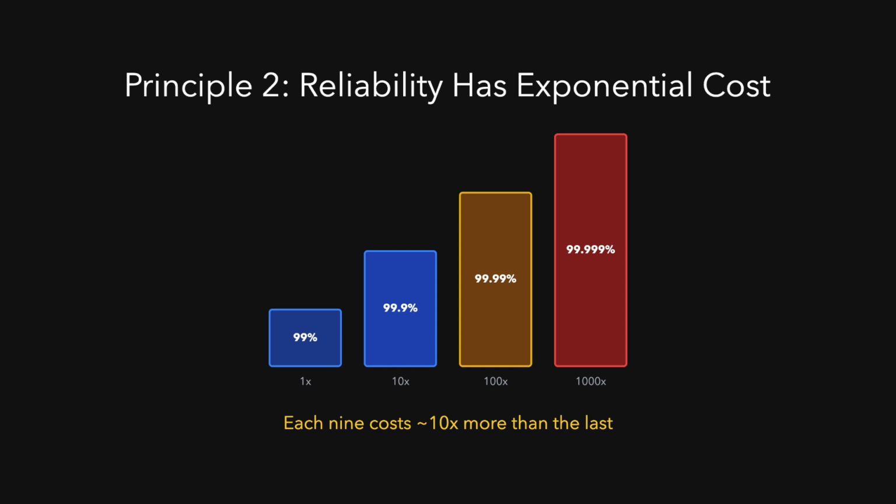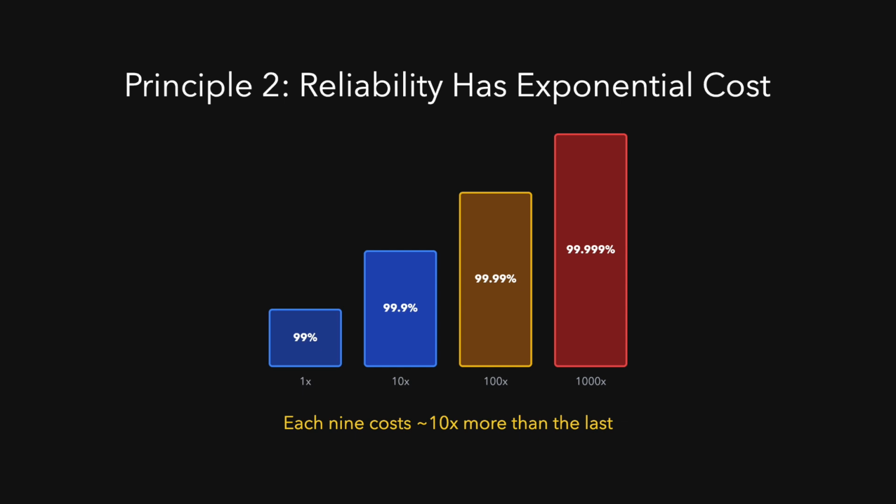another 10x multiplier. This 10x per 9 is a rule of thumb from industry experience, not a mathematical law. So your actual costs vary significantly based on current architecture, team maturity, and existing infrastructure. But the principle holds: each additional 9 is exponentially more expensive than the last.